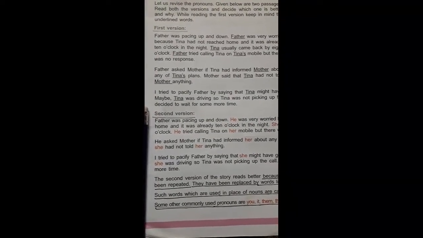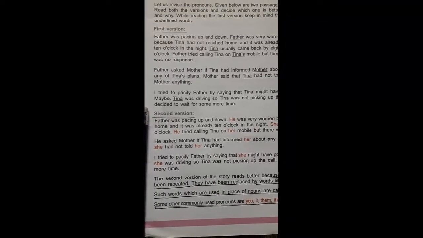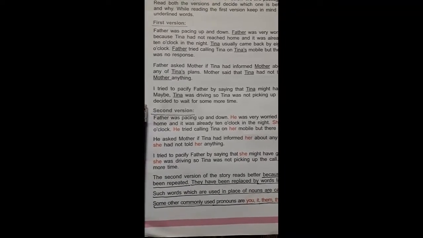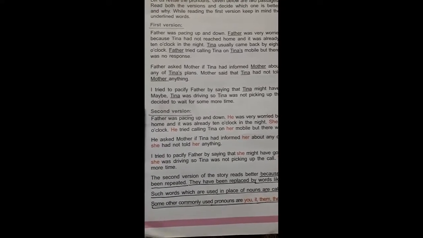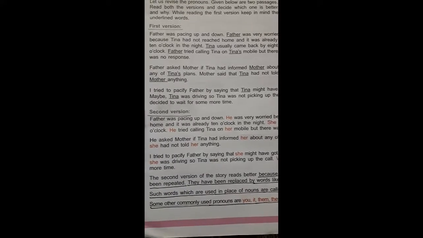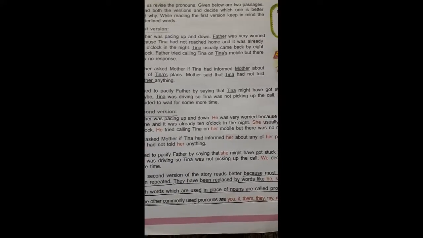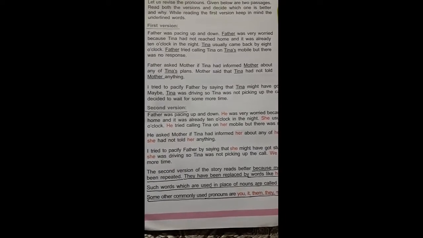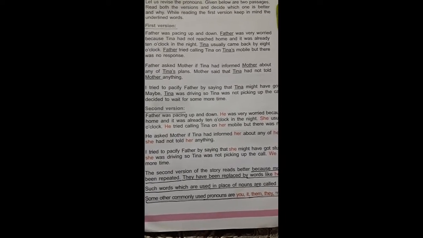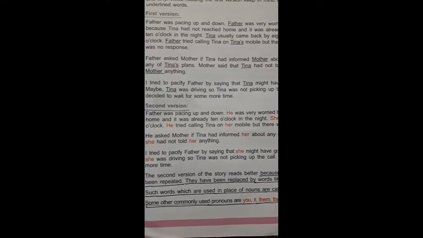Here two versions are given and we have to read them one by one. And you have to focus on the underlined words. I'm going to read the first version. Father was pacing up and down. Father was very worried because Tina had not reached home and it was already 10 o'clock in the night. Tina usually came back by 8 o'clock.